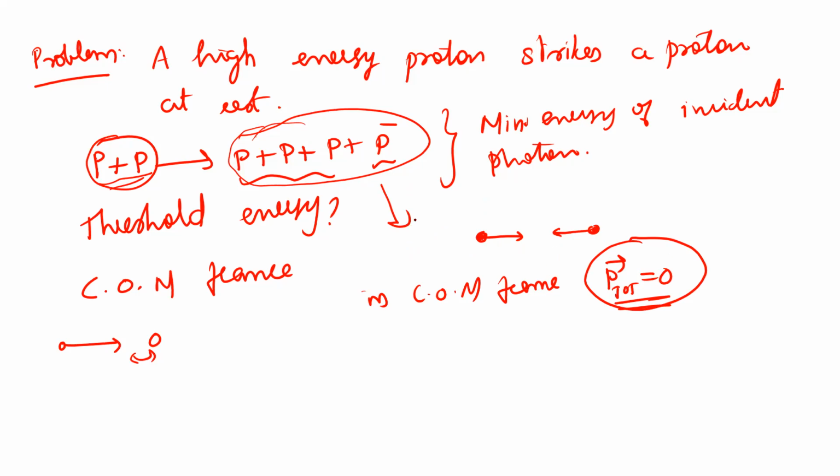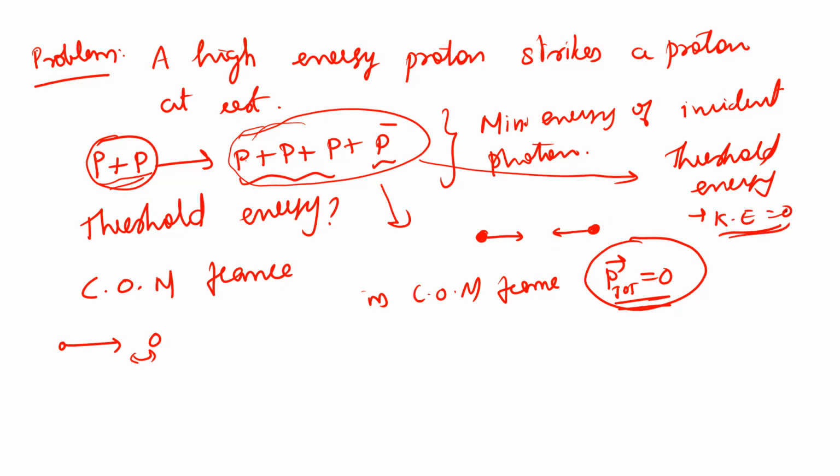Now what do we mean by threshold energy of a reaction? It means there is no kinetic energy. If you go to the laboratory frame and hit the protons exactly at this threshold energy, all the produced protons would be at rest. There is no kinetic energy for them. Kinetic energy is equal to 0. These are the pieces of information that we are going to use.